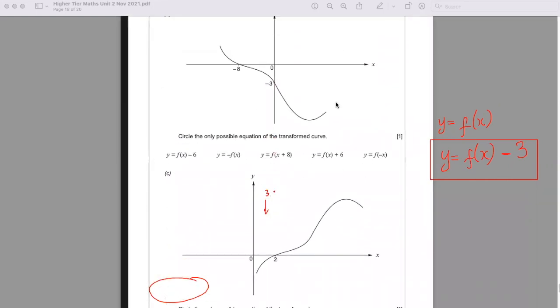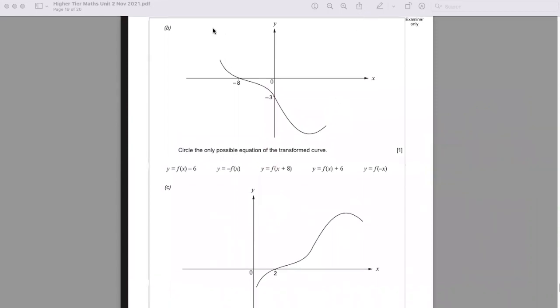circle the only possible equation of the transformed curve, okay? So again, just remember your previous curve is something like this, isn't it? Something like that, yeah. Okay, so you've got the 3 here and then -8 there. So what's happening here is y equals f(x) has become a negative, right? So again, it's affecting your y coordinates, then it has to be outside the bracket of x. So it will be this one here, y equals -f(x).